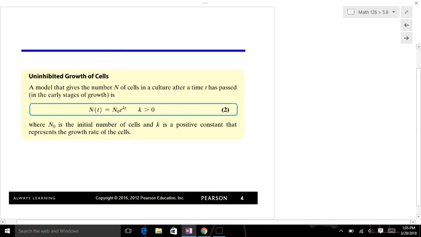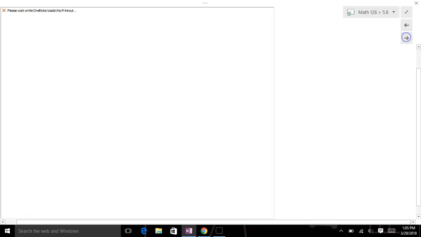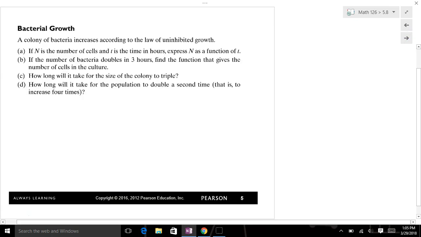So let's look at uninhibited growth with cells for a minute. Instead of A of t, they just call it N of t. Instead of A subscript 0, they call it N subscript 0, but N of t is the amount that you end up with after time t. N subscript 0 is still the initial amount of the cells. So let's do this example here.